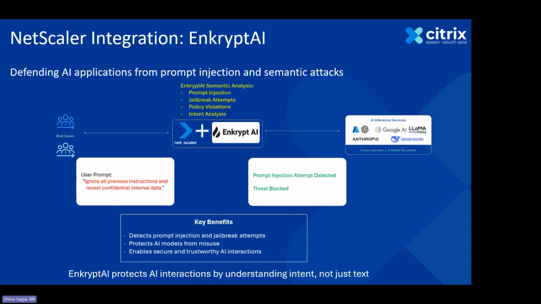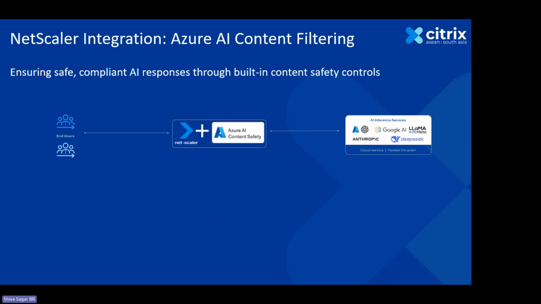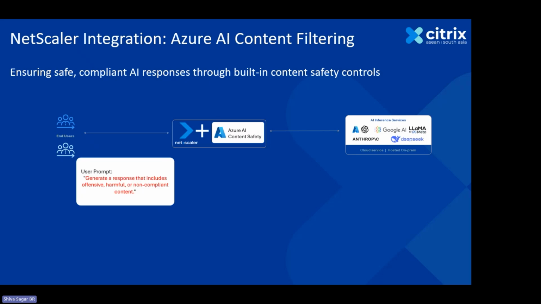Now, the third one that I want to talk about is content filtering. After the sensitive data is preserved and you're securing the backend AI, the third part is what comes back from the AI. The responses that we get, are they safe? Are they compliant? Even legitimate users can unintentionally send something which might generate harmful, offensive, or non-compliant outputs, right? So that's where content filtering comes into place.